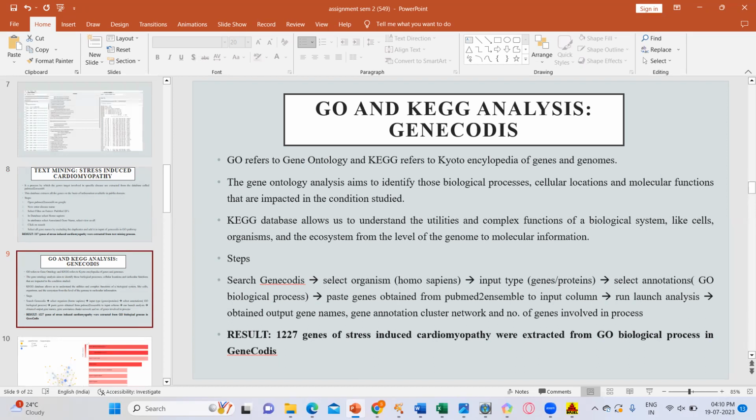Steps involved in this process are: search the GeneCodis database, then select the organism as Homo sapiens, and for input type select genes and proteins. Now select the annotation as GO biological process. Paste the genes obtained from PubMed2Ensembl into the input column. Now run the launch analysis and obtain the output: gene names, gene annotation cluster network, and number of genes involved in the process.